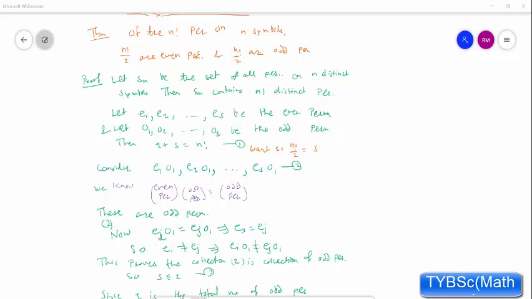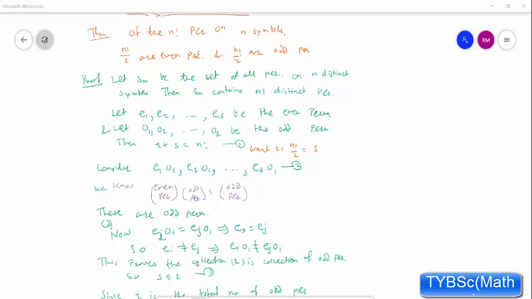Why are we doing this? Again, focus on our claim. We have to prove R is equal to S. How can we prove R equals S? We can show R less than or equal to S, and second, S less than or equal to R. Using this, we can prove R equals S. So we obtain S less than or equal to R because this is a subset of O1, O2, and so on up to OR, and it contains S elements.